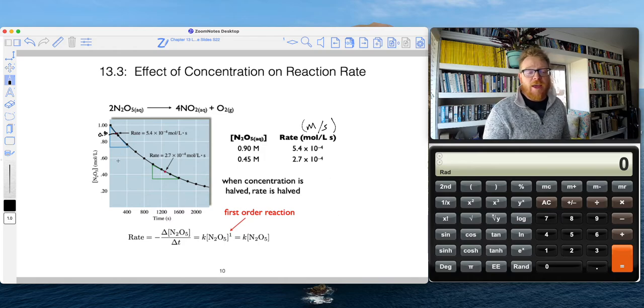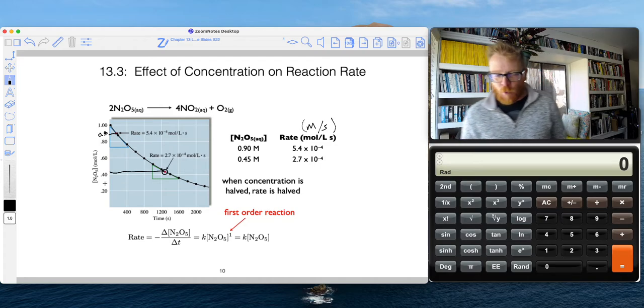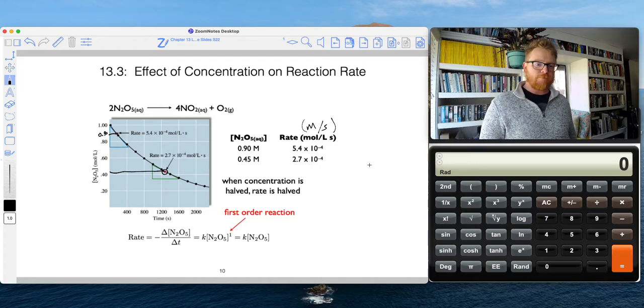But now, if we look later on in the reaction, when the concentration of N2O5 was 0.45, so I'll just highlight that right there. So hopefully you can see off the graph, right, that would be 0.45, take my word on it. So then we get another instantaneous rate, okay?